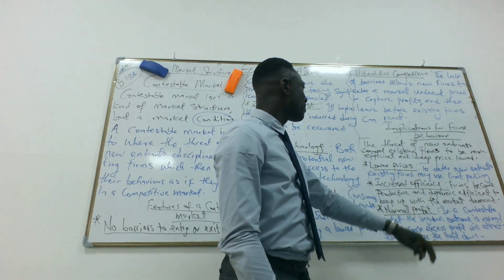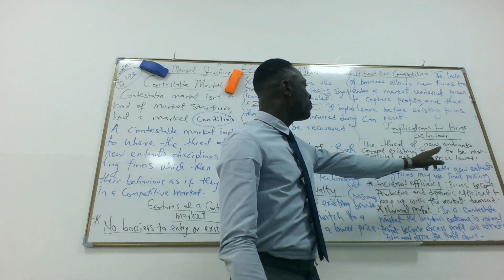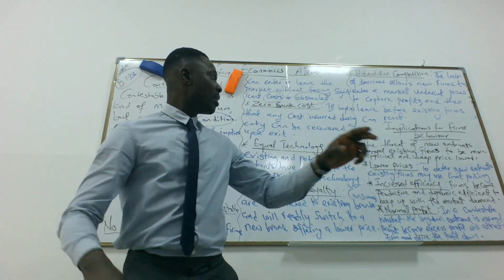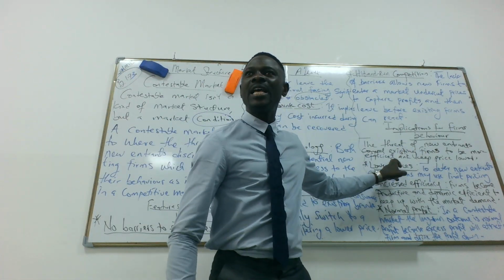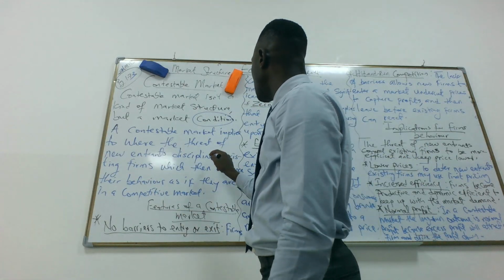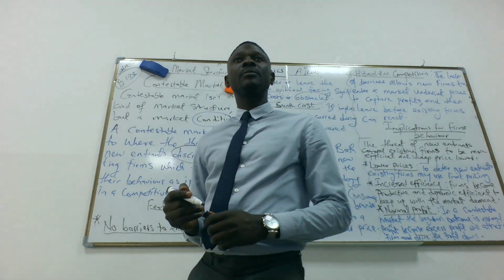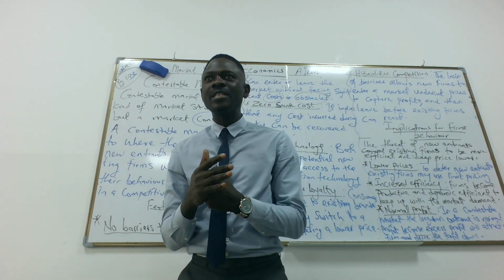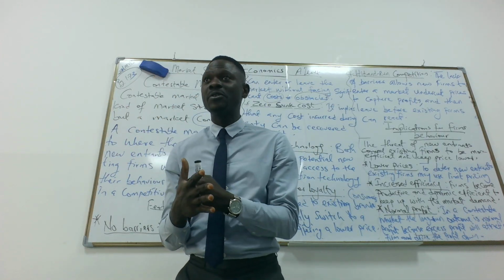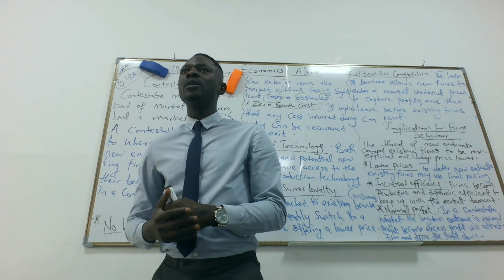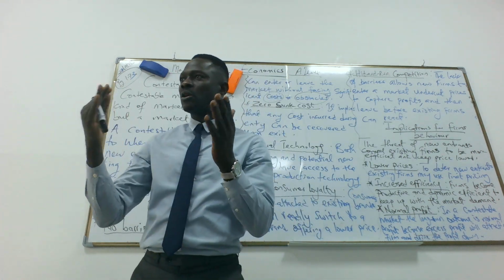Then, what are the implications of a contestable market to firms? The first one: the threat of new entrants compels existing firms to be more efficient and keep prices lower. It disciplines them. They don't have any other choice than to be efficient, than to find a way to set a lower price. So what are those things that happen in a contestable market?